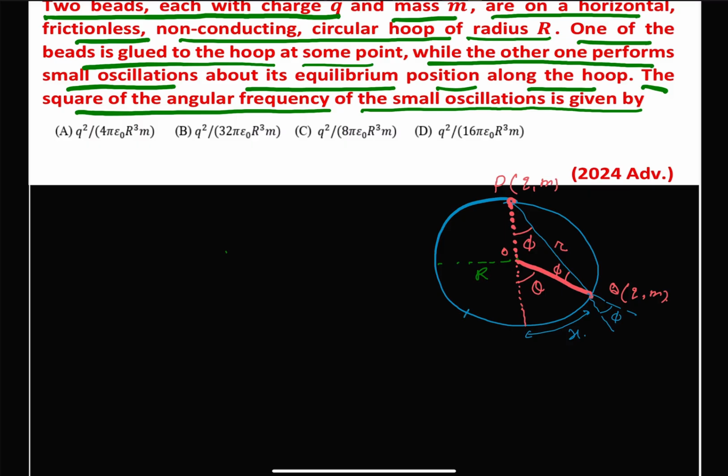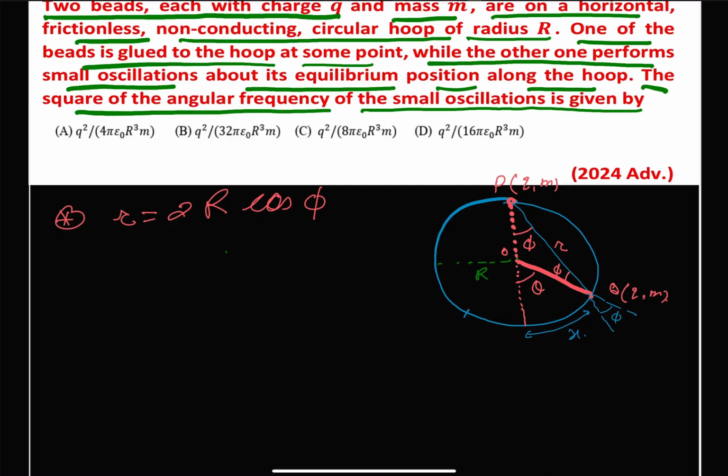And we can easily find out, using the standard relation, because PQ is our chord vector, R is the radius, and phi is the angle through which it is moving from the mean position. So we can write that our chord length R is equal to 2r cos of phi.